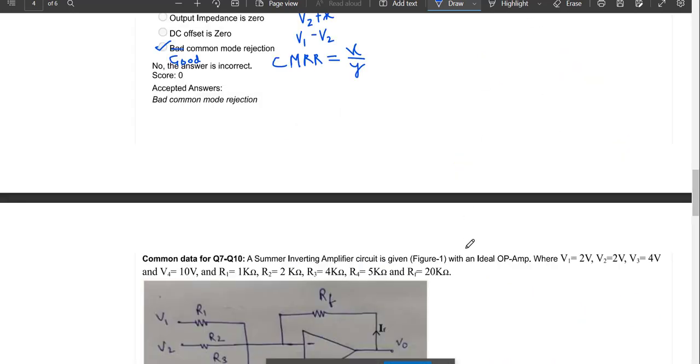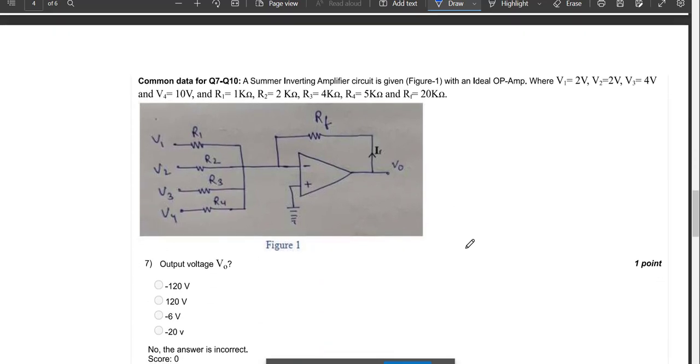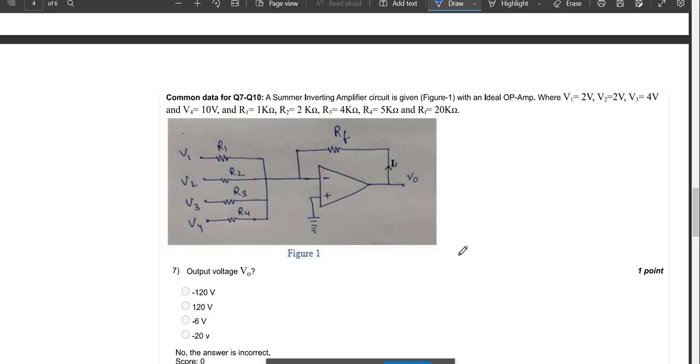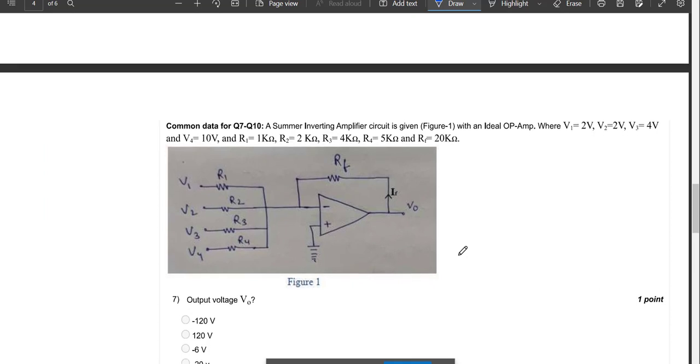Okay, let's go ahead. So a summing inverting amplifier circuit is given in figure 1 with an ideal op amp. So this op amp is ideal here, where V1 is equal to 2 volts, V2 is equal to 2 volts, V3 is equal to 4 volts, and V4 is equal to 10 volts. R1 is 1, R2 is equal to 2, R3 is equal to 4, and R4 is equal to 5. RF is equal to 20.